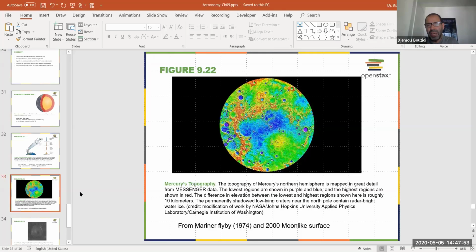So it could not have had a big atmosphere. Otherwise, the surface would not have appeared like that of the moon. It's not exactly identical, but if you put pictures side by side, you probably wouldn't tell the difference until somebody tells you this is Mercury. So that's some of the things that we know in terms of its surface.